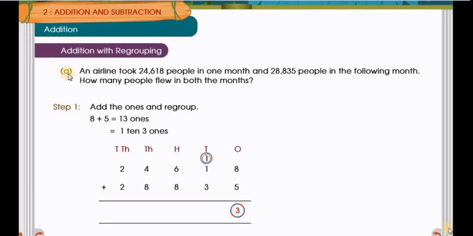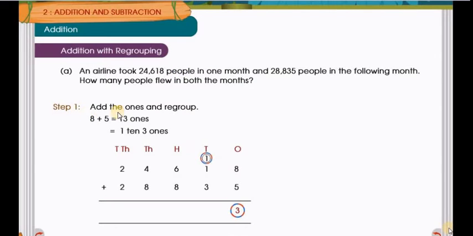Yes. So next, addition with regrouping A. Here a word problem is given. An airline took 24,618 people in 1 month and 28,835 people in the following month. So how many people flew in both the months? See here, the aeroplane has taken how many people? 24,618 people in 1 month and 28,835 people in the following month. So they are asking how many people flew in both the months. So we have to add these two numbers.